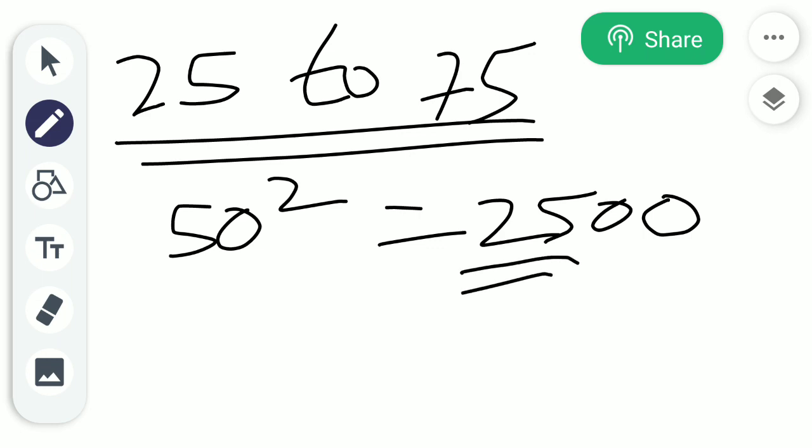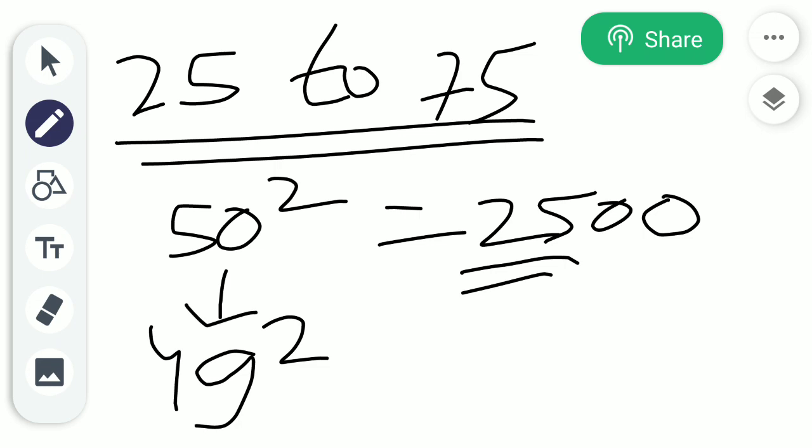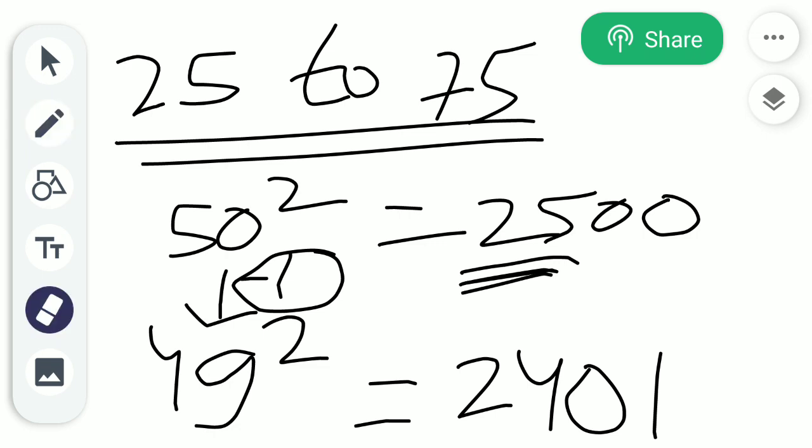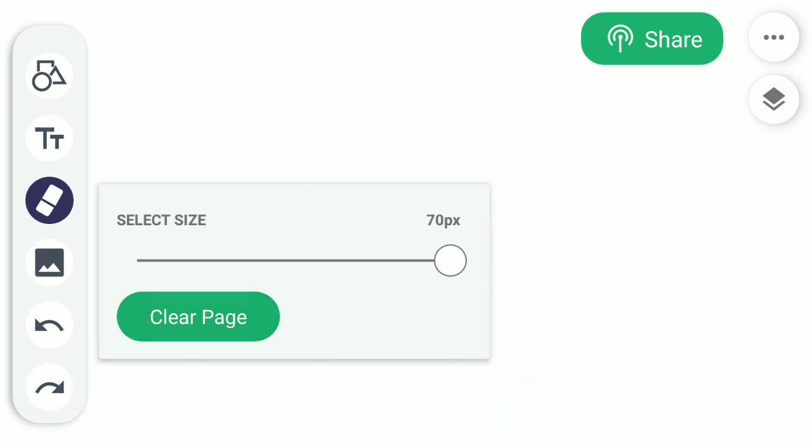Suppose you want to calculate the square of 49. 49 is 1 less than 50, so we have to subtract 1 from 25, which is 24. And we write the square of 1, which is 01. So the square of 49 will be 2401. See how fast and easy this method is.